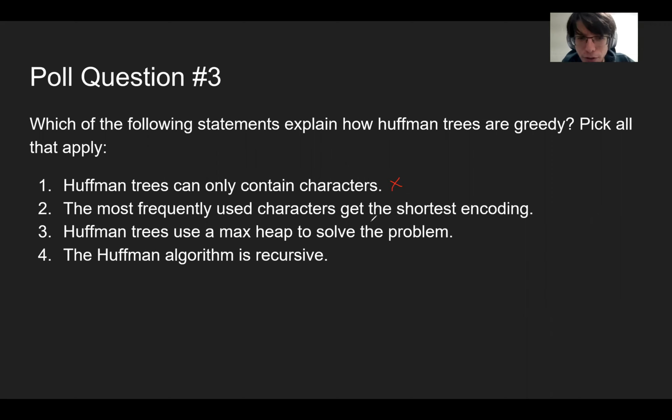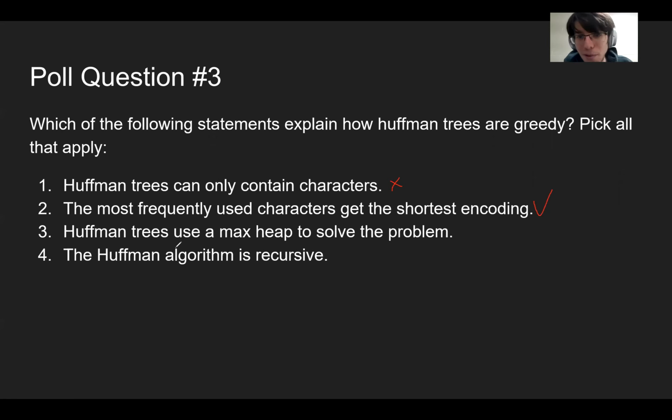Most frequently used characters get the shortest encoding. That absolutely makes it greedy, right? That's the entire idea, that at each step we choose the least frequent ones, and that ends up meaning that the most frequent characters are not chosen until the end, so they get the shortest encoding of all. So this absolutely is why they are greedy.